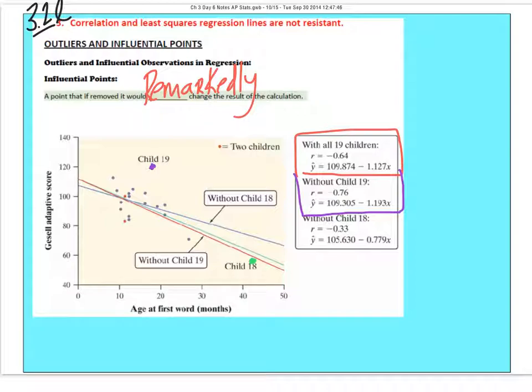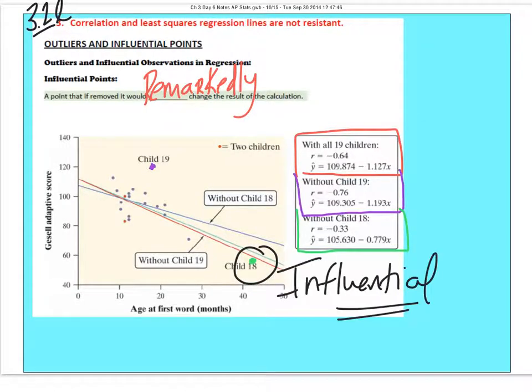Now what happens if you keep 19 in there, but now you remove child 18? If you remove child 18, you're going to notice the y-intercept had much more of a dramatic change. The slope had an extremely dramatic change, and the correlation nearly cut itself in half. So this particular outlier right here, child 18, is what we would call an influential point. Whereas child 19, we would say might just be considered a standard outlier. 18 is dramatically making a difference, so it's influential.